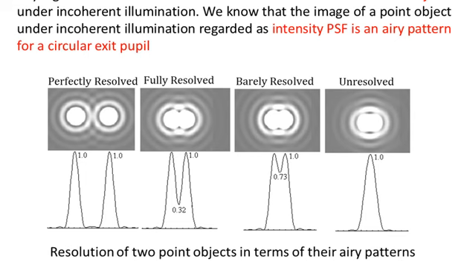If you bring the two objects even closer to each other, a stage could be reached which we call barely resolved. In the barely resolved case, you can see that the two airy patterns have merged in such a way that we cannot identify any lobes separately. If you look at the cross-sectional view at the bottom of this figure, you can see that the two peaks can be resolved, but in the two-dimensional case it is very difficult, and even this has been regarded as barely resolved.